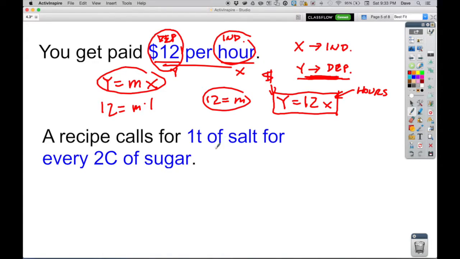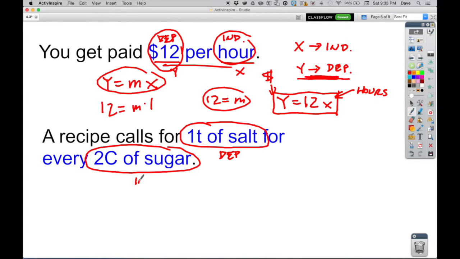Now in a recipe, honestly, this wouldn't be that important, but if you look at the way that it's worded, it says a recipe calls for 1 teaspoon of salt for every 2 cups of sugar. So it sounds like I'm putting the sugar in first, and then based on how much sugar I chose to put in, I then know how much salt to put in. So the amount of salt, at least the way that this is worded, depends upon the amount of sugar that I put in. So I put in the sugar first, that's my independent variable, and then based on that amount, I then put in the salt. So the salt depends on the sugar. That makes the sugar our x variable, and this is y.